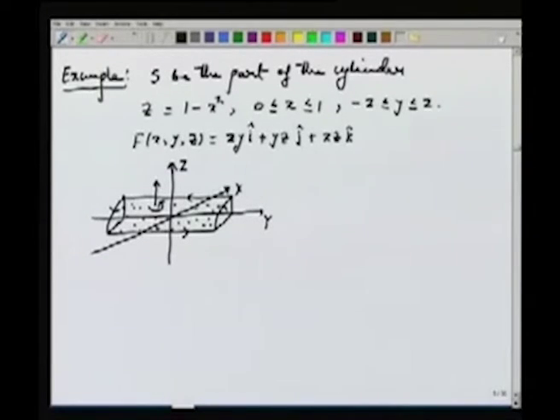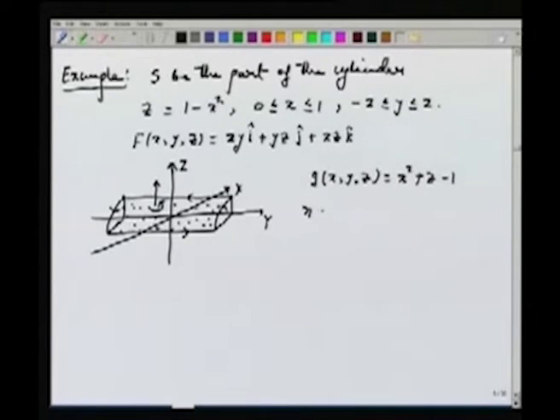Okay, this top curved portion is the surface. So first I need to find the expression of the normal. I will use the fact that this is a level surface given by f of x, y, z equals x square plus z minus 1.